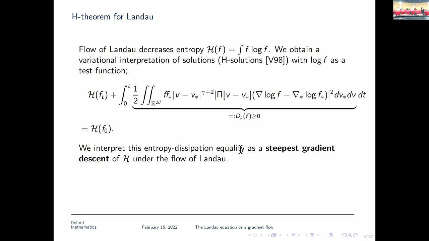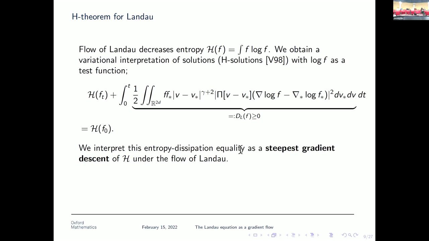The point is that the entropy at time t plus a positive quantity is equal to the entropy at the initial time. That more or less quantifies the H theorem, but it also says that the entropy at a later time differs from the entropy at the initial time by precisely this time integral of this quantity I've called d sub L, which I will refer to as the entropy dissipation or Landau dissipation for the rest of this talk.